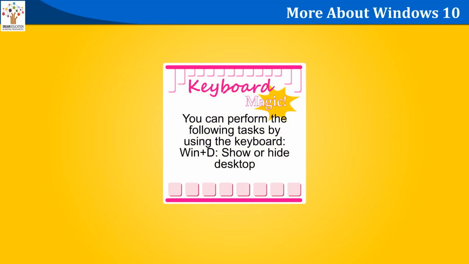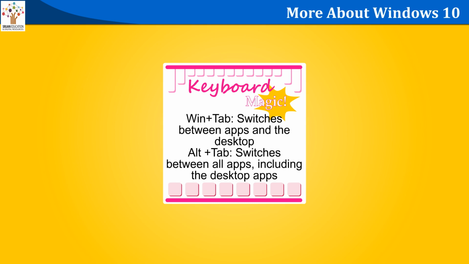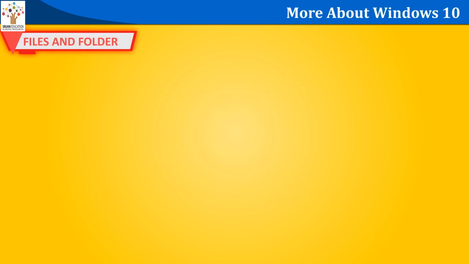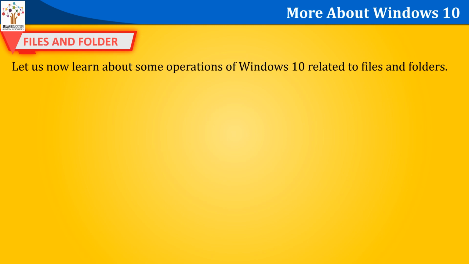Keyboard magic. You can perform the following tasks by using the keyboard. Window plus D, show or hide desktop. Window plus Tab, switches between apps and the desktop. Alt plus Tab, switches between all apps, including the desktop apps, files and folders. Let us now learn about some operations of Windows 10 related to files and folders.